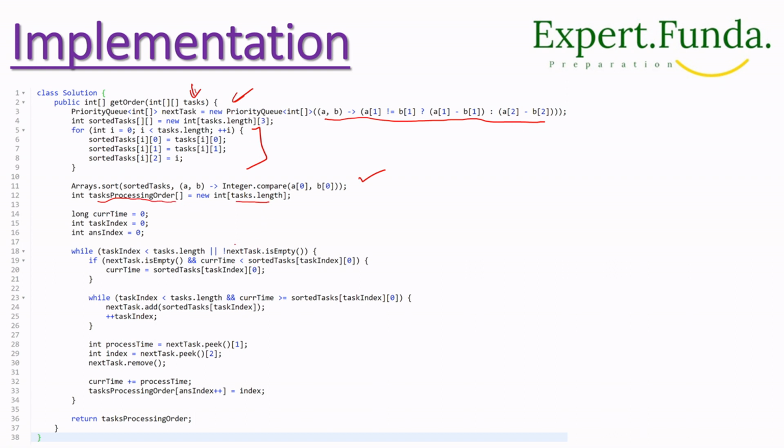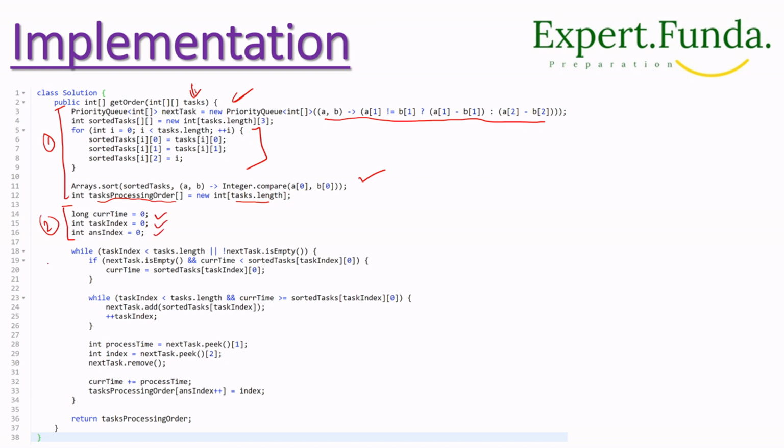So now almost all the initialization we have done here, right. Now we will take initialization for current step 2. We will use this one. This is our step 1, right. Now we are at step 2. Now we have to update current time, task index, and answer index to 0, right. Now we'll come to step 3. We have initialized current time to 0, task index 0, and this.